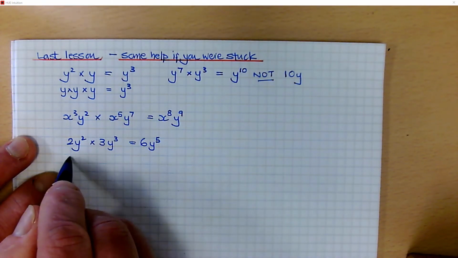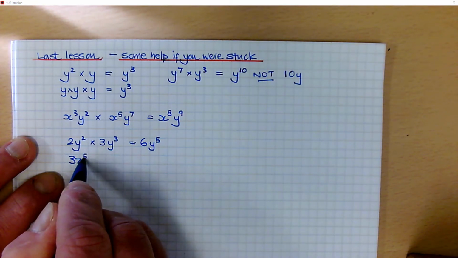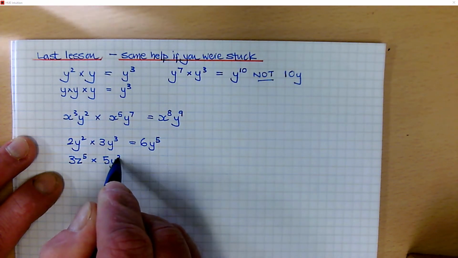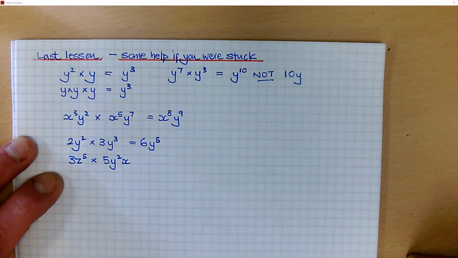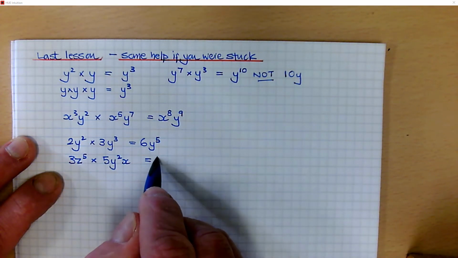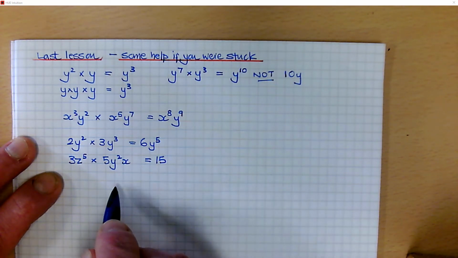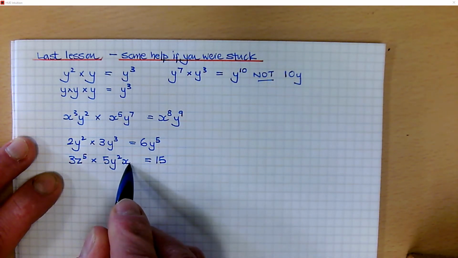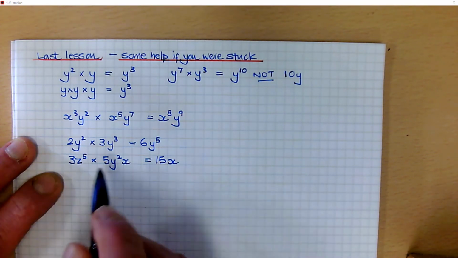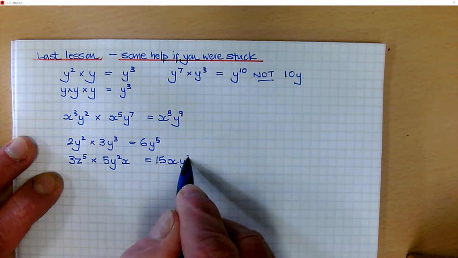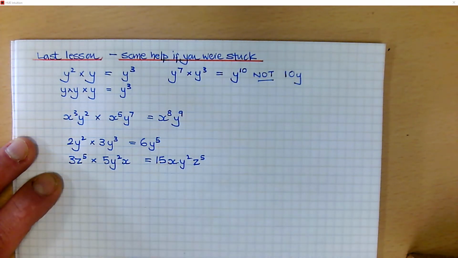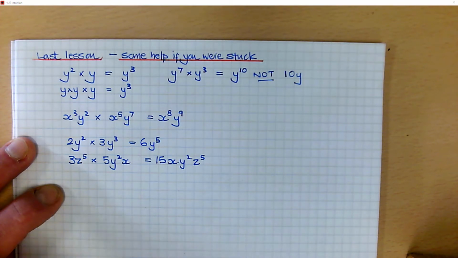Let's do another one. 3z to the power of 5 times 5y squared x. 3 times 5 is 15. Now, where are the x's? There's only x's there. There's not any x's here, so it's just x. Y squared, z to the power of 5. So, if you've got different letters, just keep them separate. Let's do one more.